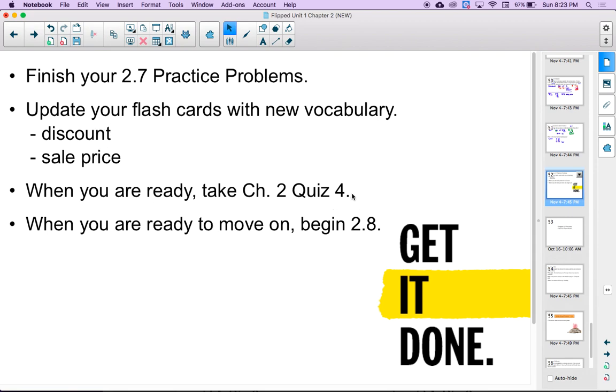You have a new quiz. When you're finished, you are going to take Chapter 2, Quiz 4. This is the quiz on sales tax, tip, markup, and discount. And then when you're all done with all that and ready to move on, you can begin 2.8.